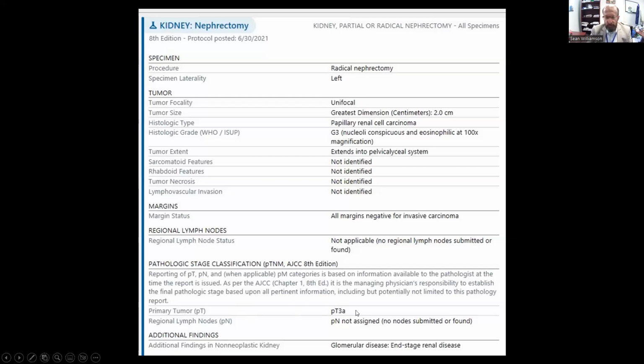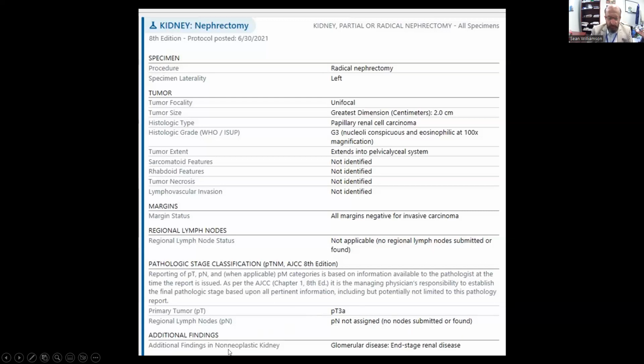And then these reports will also have the stage, like we talked about, again, P for pathology, T for tumor, stage 3A. And here in this case, there would be no stage for the lymph nodes since there were none removed, but that correlates pretty well with the clinician's impression. So if they don't think that the lymph nodes are enlarged, usually they're not abnormal.